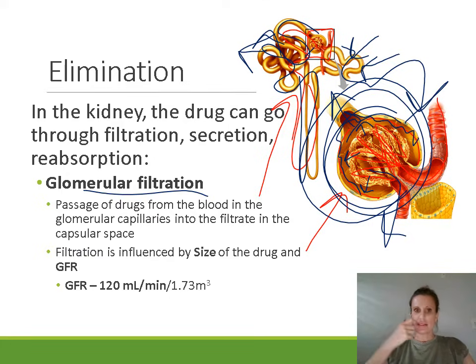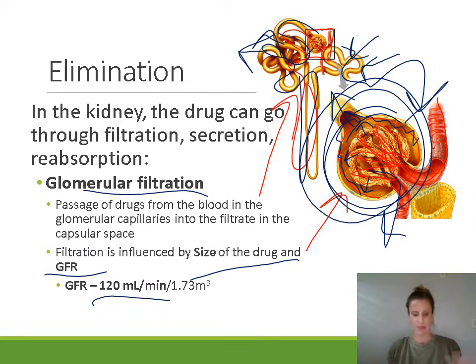Now, this filtration is based on the size of the drug and glomerular filtration rate. Glomerular filtration rate is patient specific, right? GFR is normally about 120 mLs per minute. So this is how much the kidneys typically will filter out in all of the nephrons in both of the kidneys, all put together. Now, if the patient's in renal failure, this amount would be way less, so they would be filtering less of the drug out.